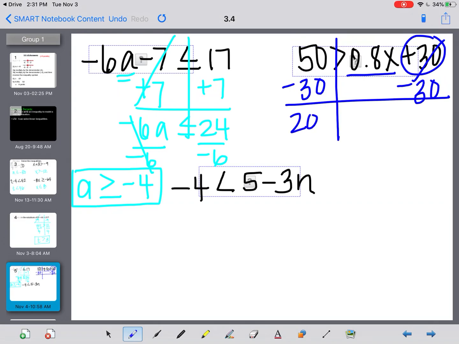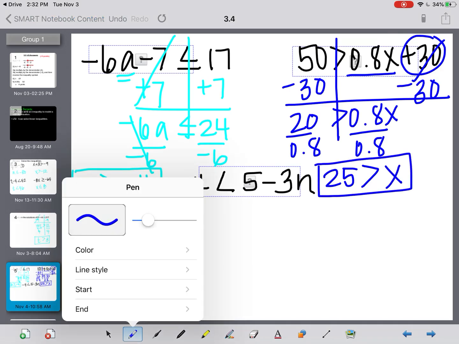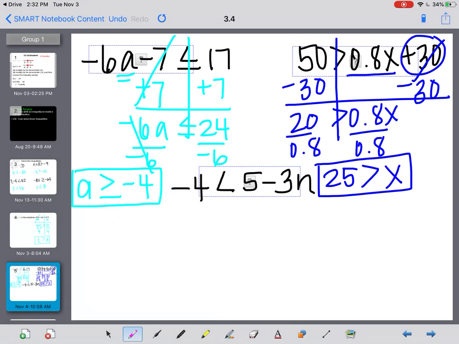All right, up here, here's my couple. I want to get rid of my third wheel, so I'm going to subtract 30. Of 20 is greater than 0.8x, dividing by 0.8. 20 divided by 0.8 leaves me with 25 being greater than x.